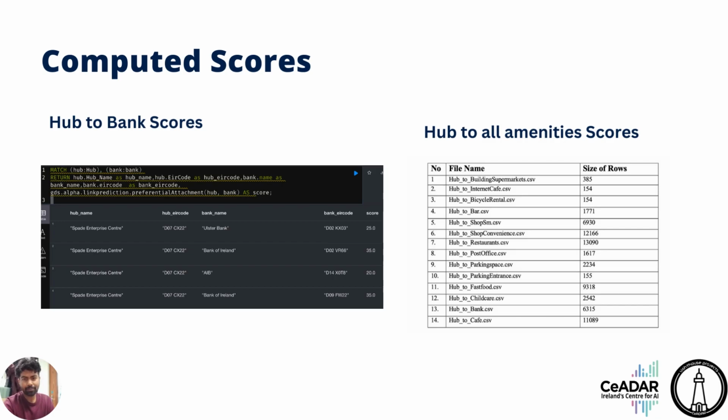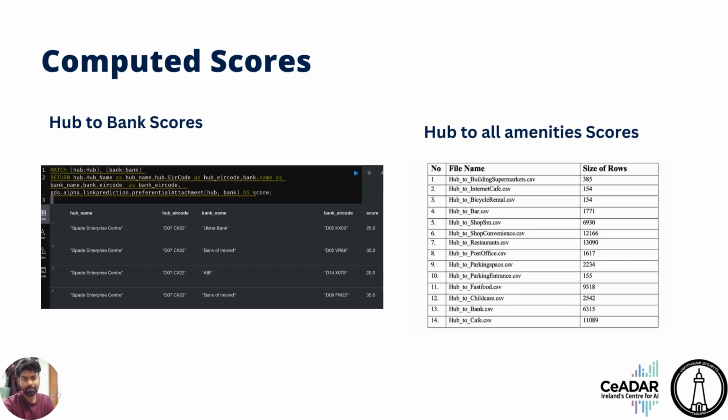Using the Graph Data Science Library of Neo4j, we have computed all possible combinations, around 68,000 records, of all hubs connecting the amenities of the remote working hub data. From the preferential attachment score, we can see the hub D07CX22 is connected with a bank, D02KX03, which has a score of 25. Similarly, the D07CX22 hub is connected with the Bank of Ireland, D02VR66, which has a score of 35.